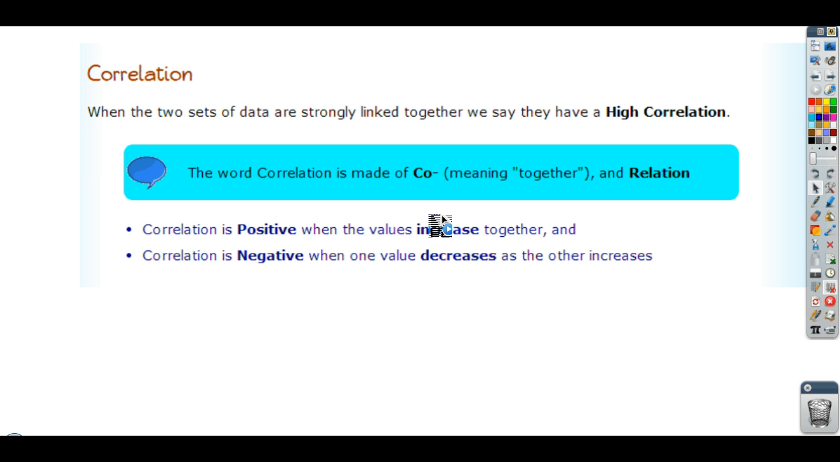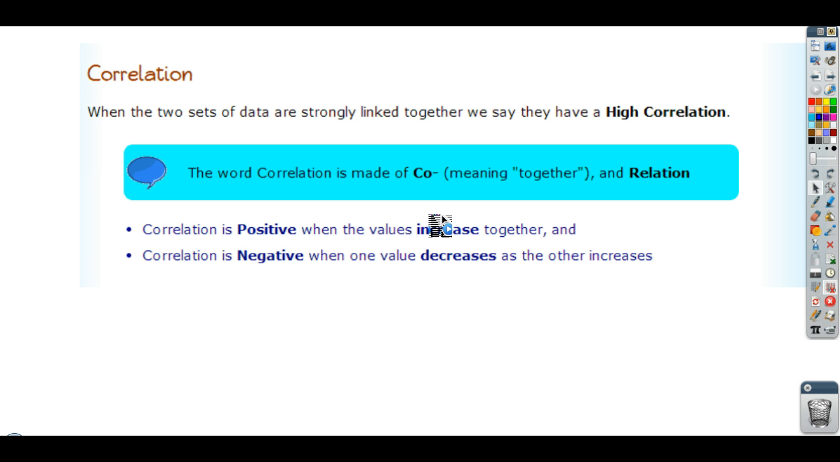Like, let's say, let's see, I can't think of anything off the top of my head. If something increases and the other decreases, so you could say as your height increases, the distance between your head and the ceiling decreases, okay? I mean, that's not a very good example, but it is an example. That would be a negative correlation, okay?